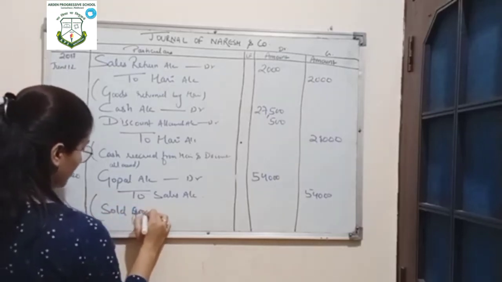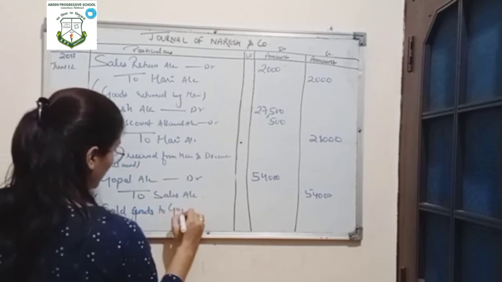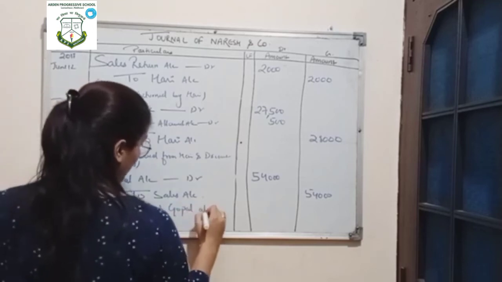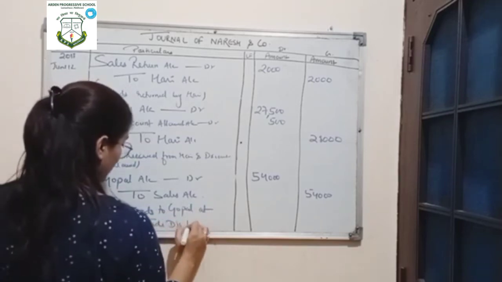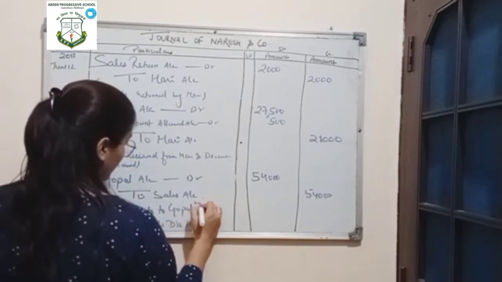Narration for this transaction will be: sold goods to Gopal at trade discount 10% on credit.